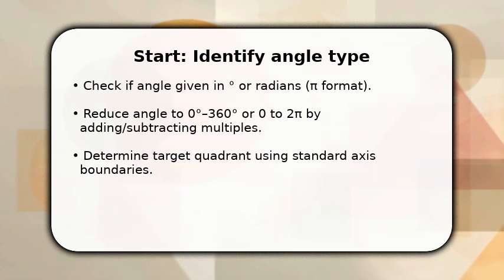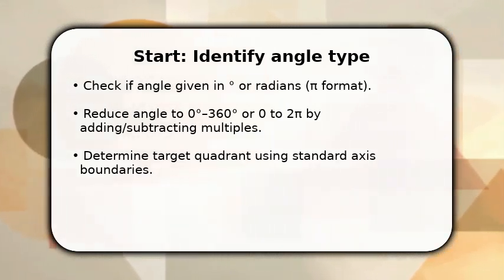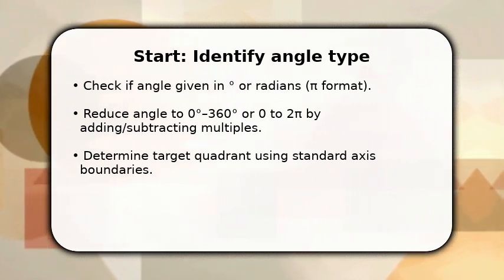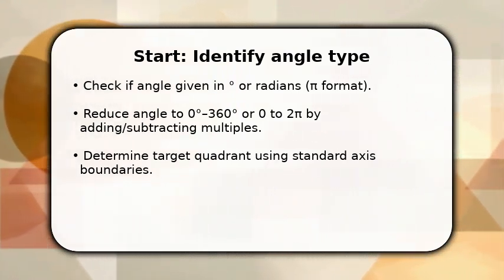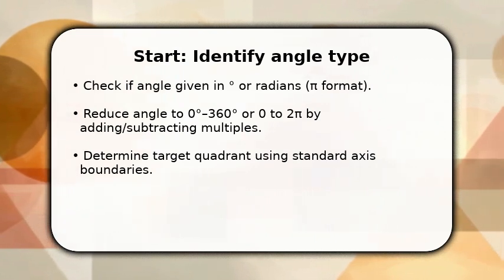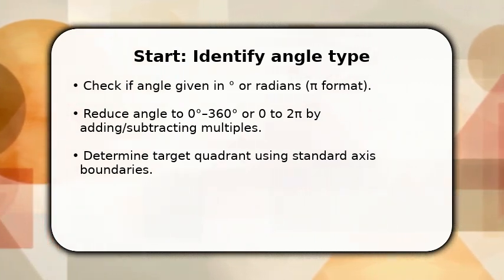You begin by confirming the units. Degrees versus radians changes the arithmetic. Next, bring the angle into the principal cycle. Subtract or add full turns until it lies between 0 degrees and 360 degrees, or 0 and 2 pi.